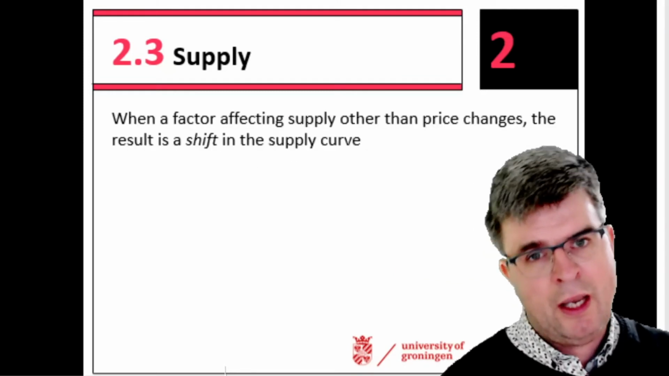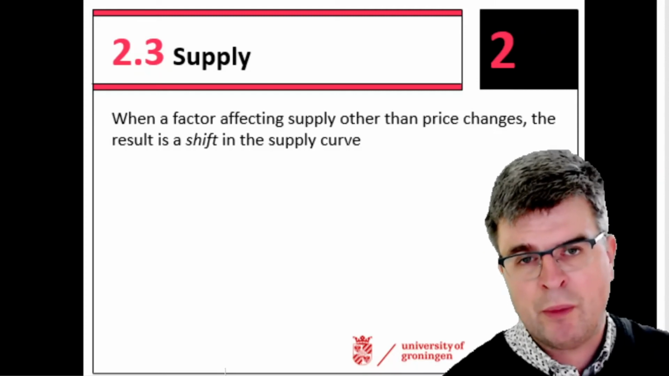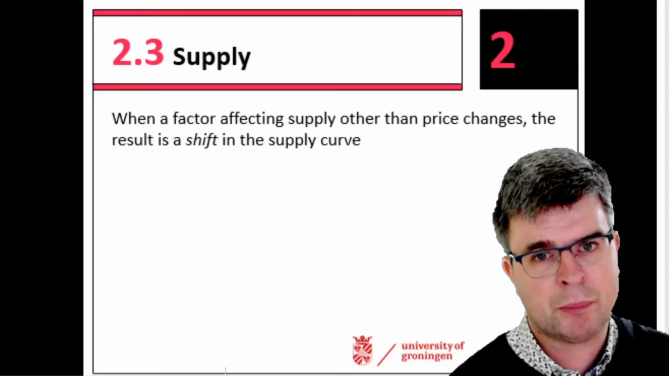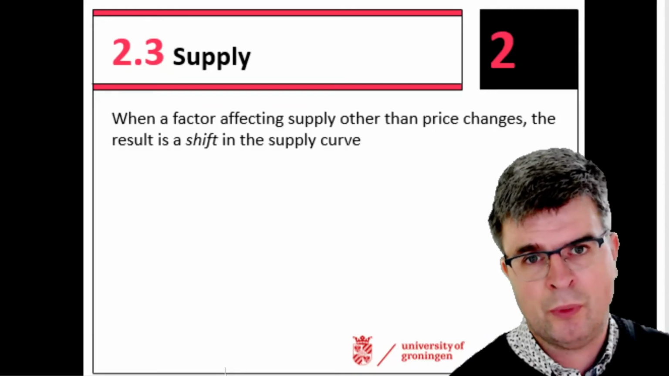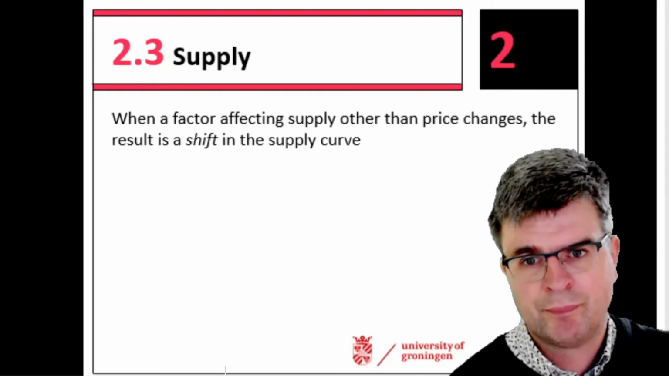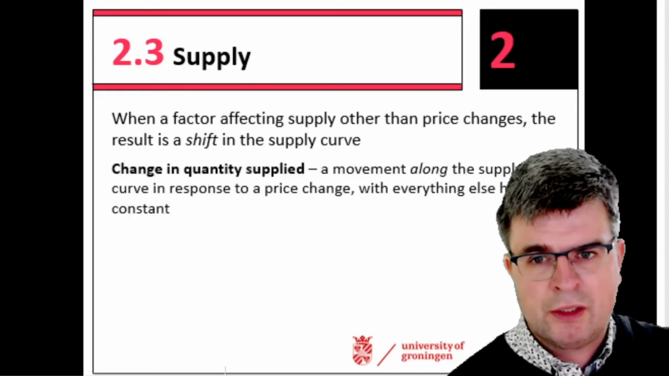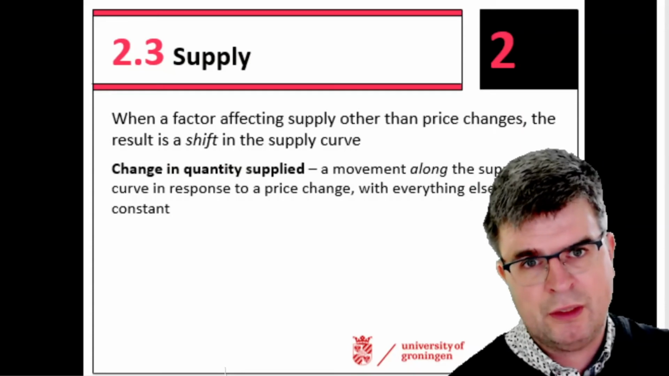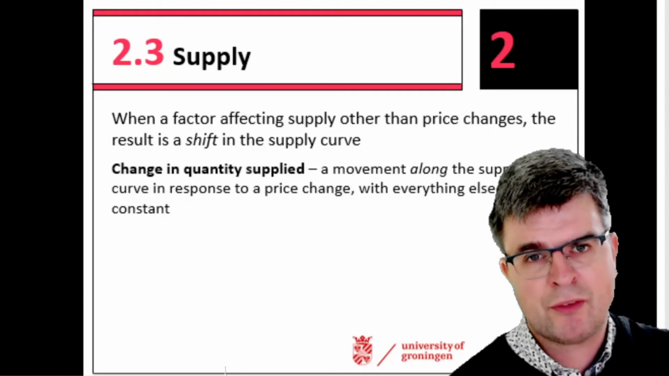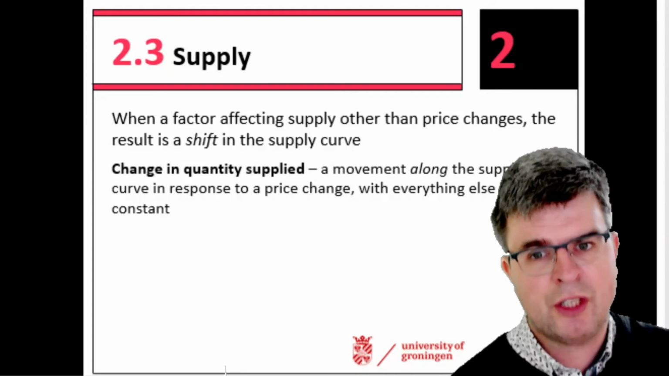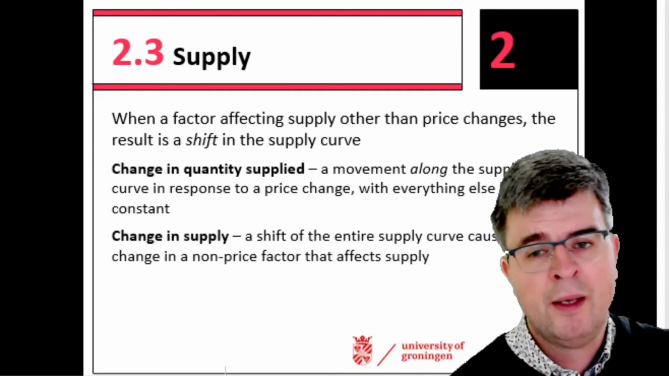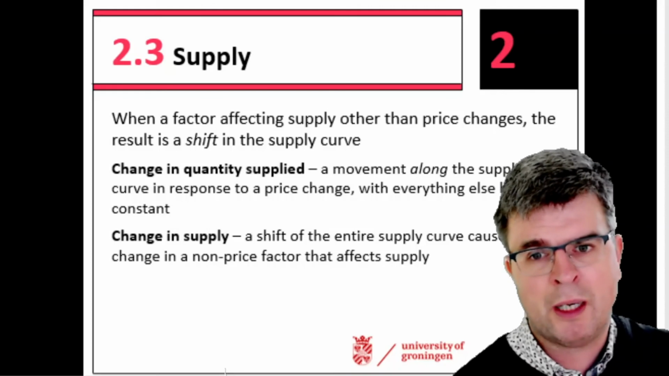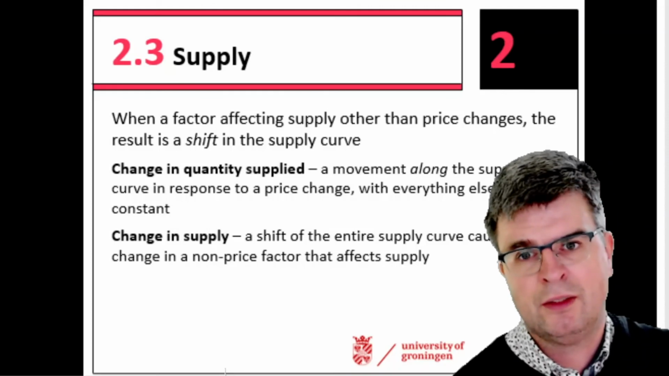Again, if you have a change in the price, you will have a movement along the supply curve, but of course other things may also change that influence supply, and they will be shown as shifts in the supply curve. So it's very much similar: a movement along the supply curve is the response to a price change, everything else is held constant, and we talk about a change in the quantity that's supplied to the market. But if any of the other factors change, then we have a shift in the supply curve, and we talk of a shift in supply.